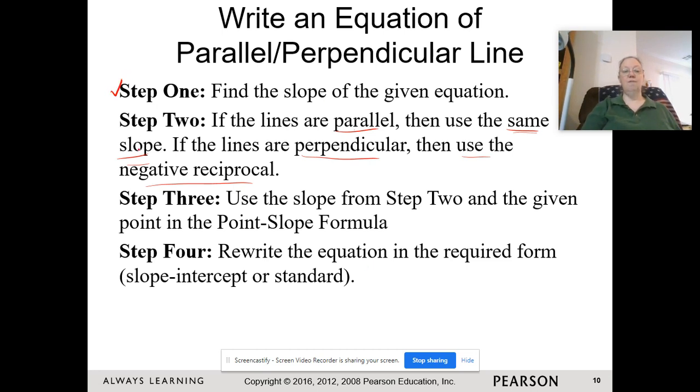Step 1, find the slope of the given equation. Find the slope of the parallel line or perpendicular line, depending on what it asks for. Use that slope and the given point to put it into point slope form, and then rewrite our answer in either slope-intercept form or standard form.